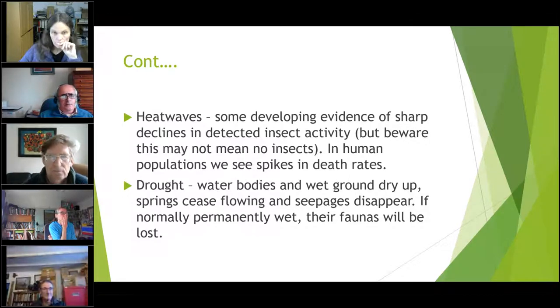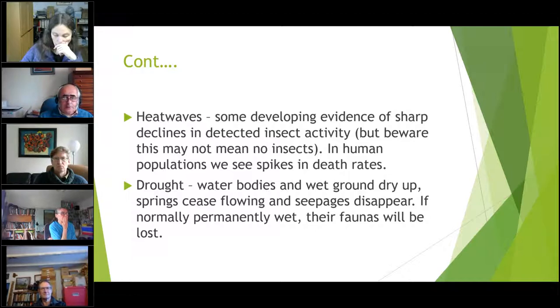Heat waves, well, there's developing evidence of sharp declines in detected insect activity. Now, the problem we've got is that when you look at these declines, we can't say with absolute certainty that the decline is no insects. It may be that the insects are there and they haven't been detected, or it may be that those of us that go out to detect them don't like going out in that weather and therefore don't detect them. I'm still persuaded that actually they're not there.